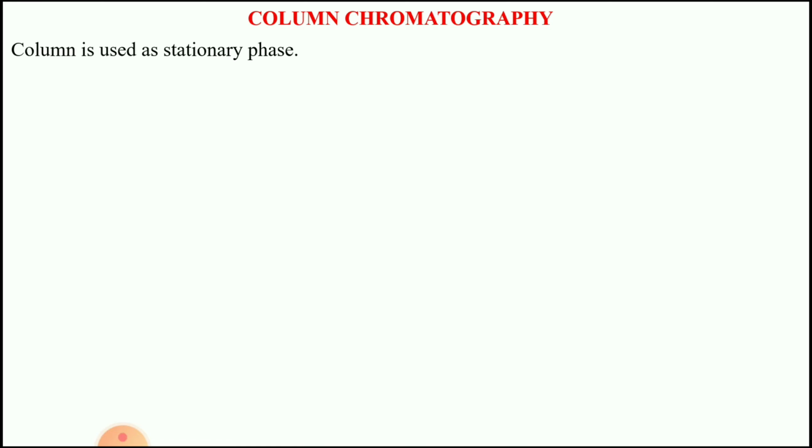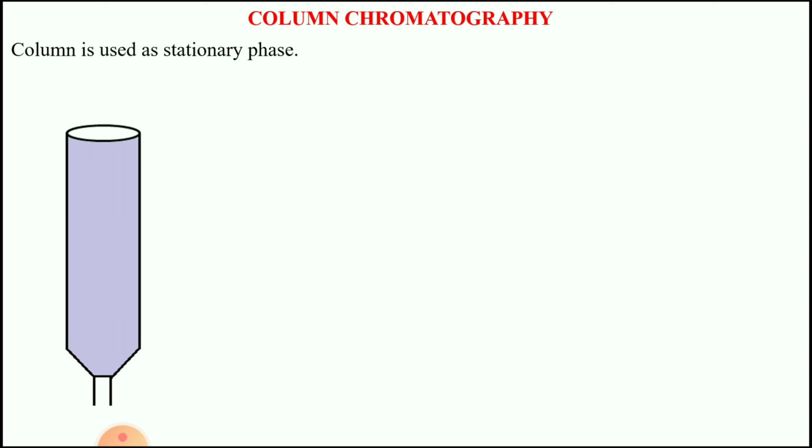Column chromatography. In this, a column is used with a stationary phase. Here we are taking the column. It is made up of glass or stainless steel. In the column we are filling the stationary phase, either in the form of solid or liquid.